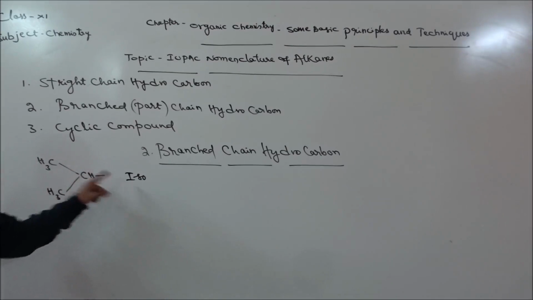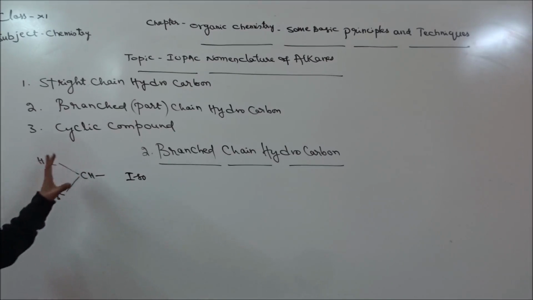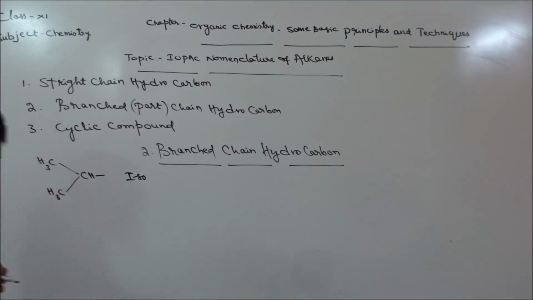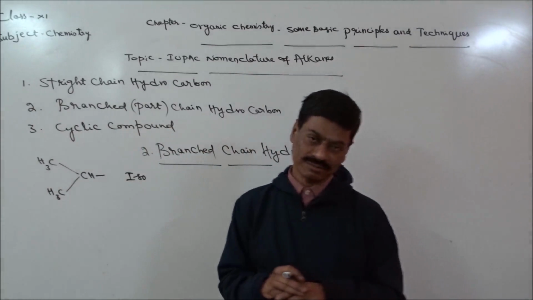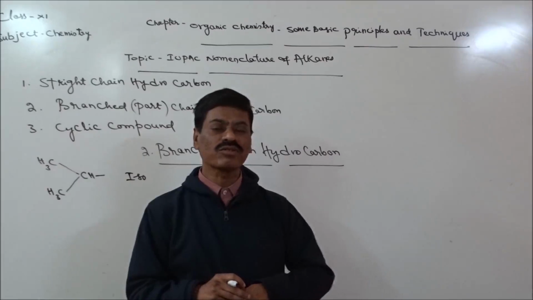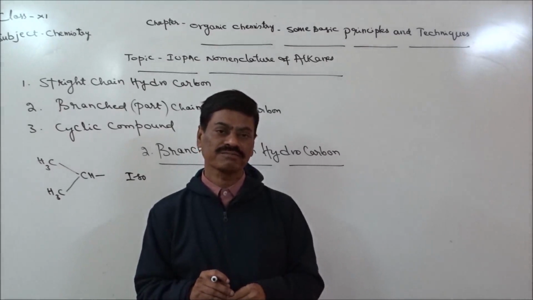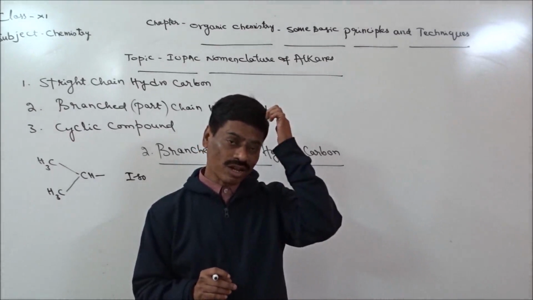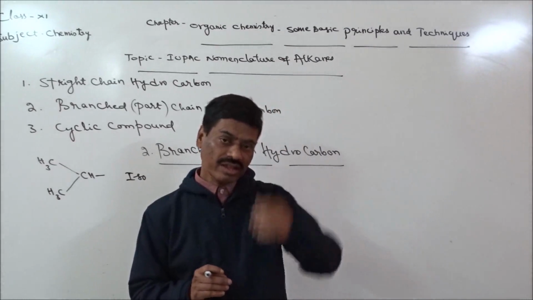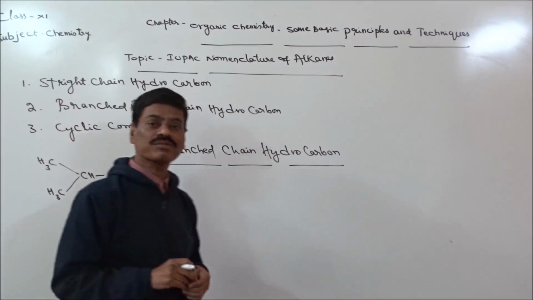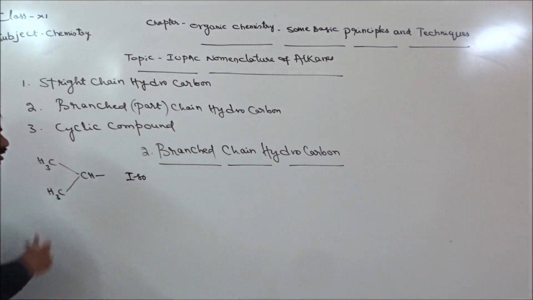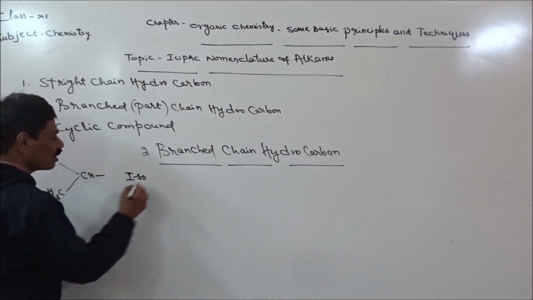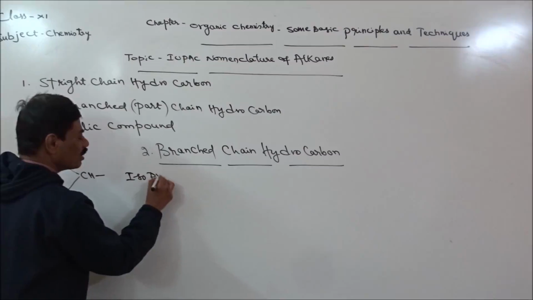So altogether we have three carbon atoms in this alkyl group. Three carbon atoms present in the alkyl group is called propyl. If the alkyl group has only one carbon atom, methyl. If four carbon atoms, butyl. If five carbon atoms, pentyl. So, this contains three carbon atoms, so its name is isopropyl.